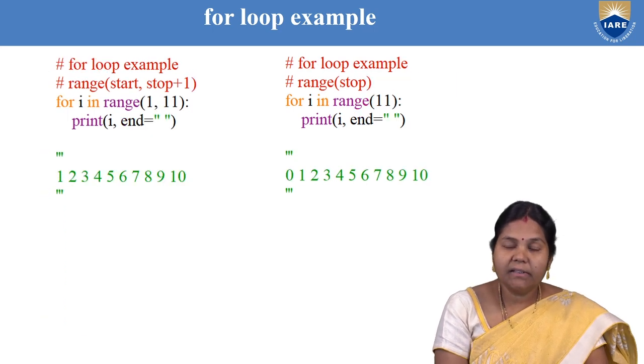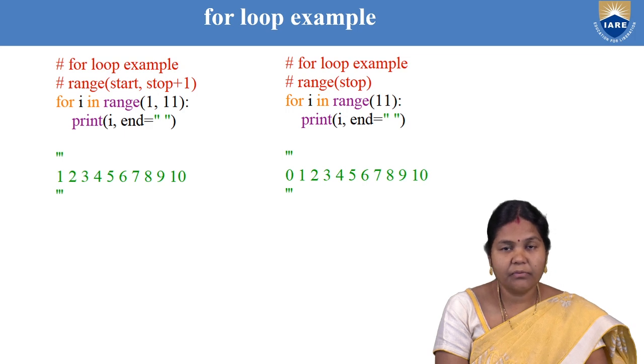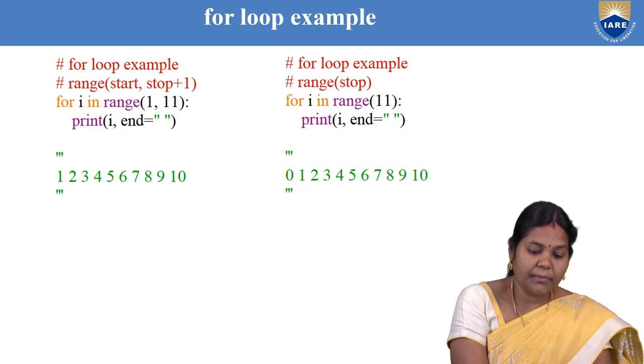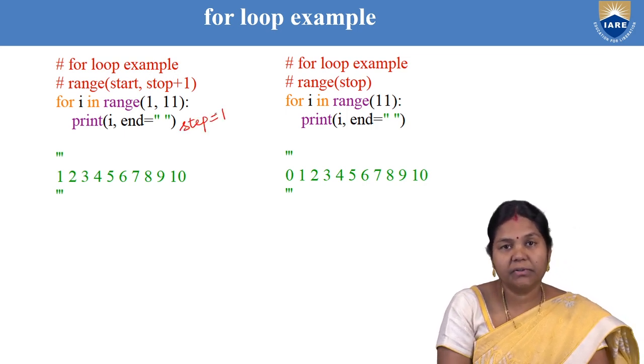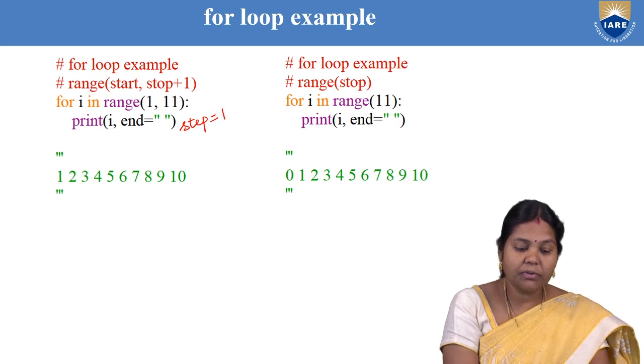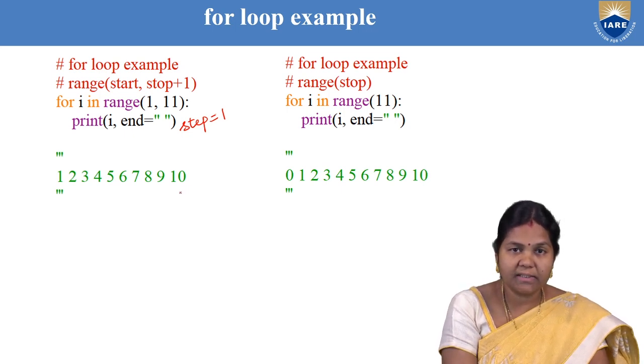Now, let us see one more example. If you give the start value and stop value without giving the step size, then by default the step size will be taken as 1, because the default step size in the range function is 1. So here you will get the same output: 1 to 10 is displayed without mentioning the step size.